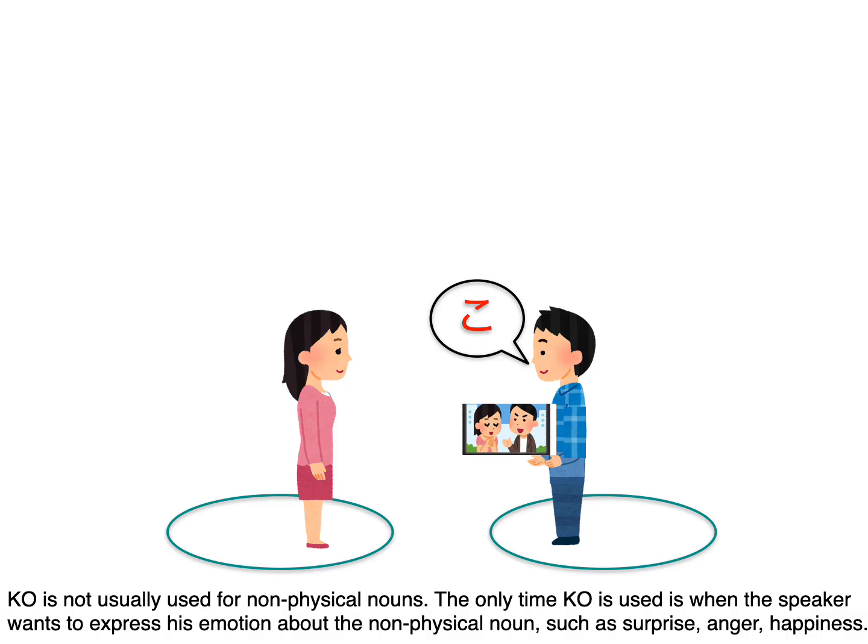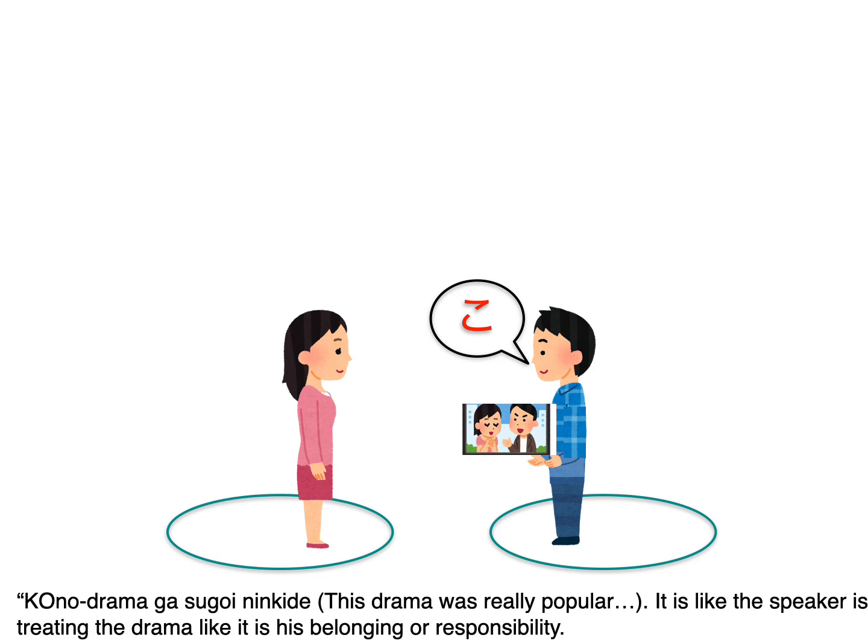The only time こ is used is when the speaker wants to express his emotions about the non-physical nouns, such as surprise, anger, happiness, etc. このドラマがすっごい人気で、it is like the speaker is treating the drama like it is his belongings or his responsibility.